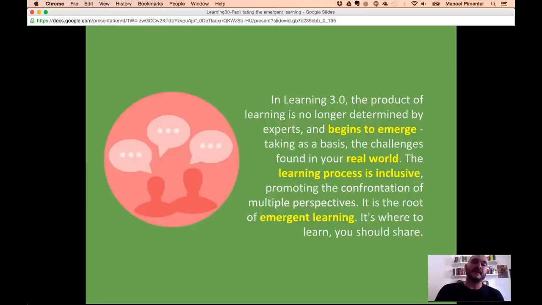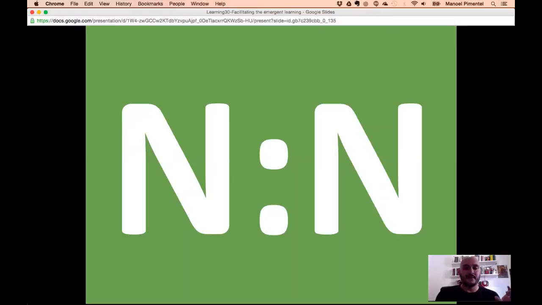You can understand, for example, that Learning 3.0 recognizes that we need to work in an end-to-end model or in a man-to-man relationship. In this case, the man-to-man model recognizes that everyone can learn from everyone, right? That's the gist of Learning 3.0, right? The main idea is that everyone can learn from everyone, right?